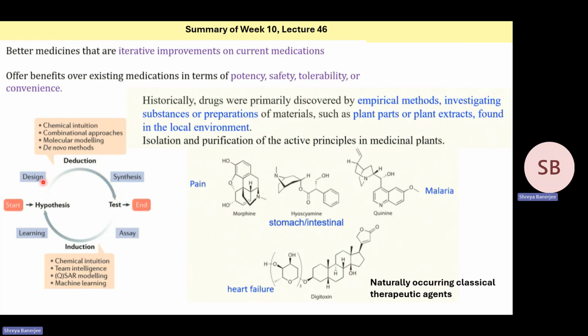But in order to synthesize it, you have to find out what will be the synthetic protocol. The deduction of the synthetic protocol consists of many methods. It might be chemical intuition, which is your basic knowledge of chemistry. Then it can be combinatorial approaches, like suppose you have a certain structural feature A, which leads to binding, and also a structural feature B that leads to binding.